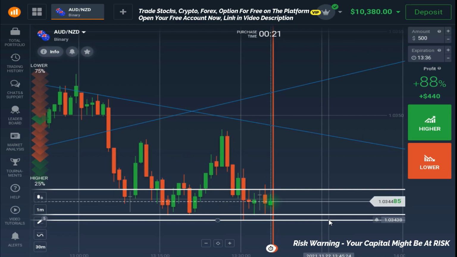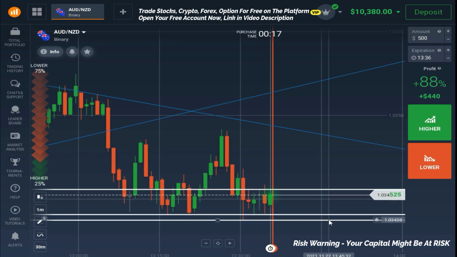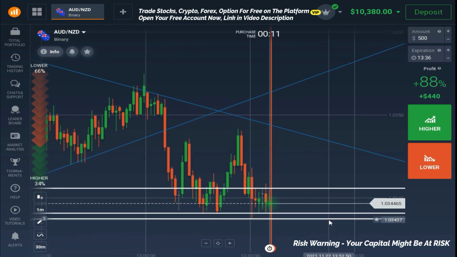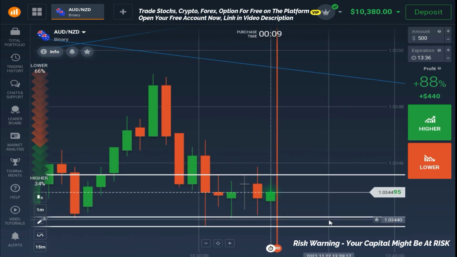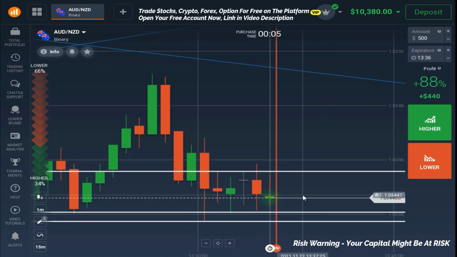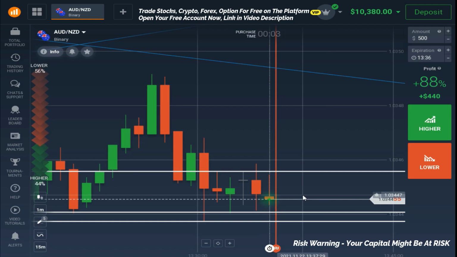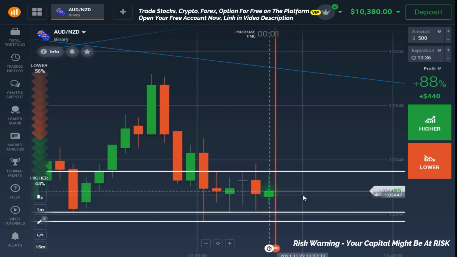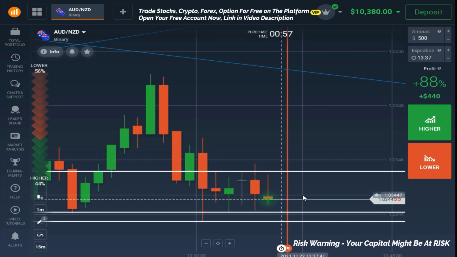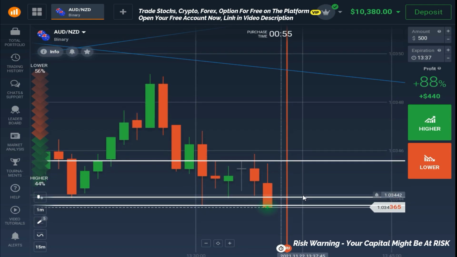What I am expecting here is a breakout in the downward direction because it will be more beneficial to us, as the major trend is a downtrend. So if we get a breakout in the downward direction, the chances of winning the trade will be much higher than placing a trade in the upward direction, because we will be going with the trend, which is the downtrend in this case. So let's wait.